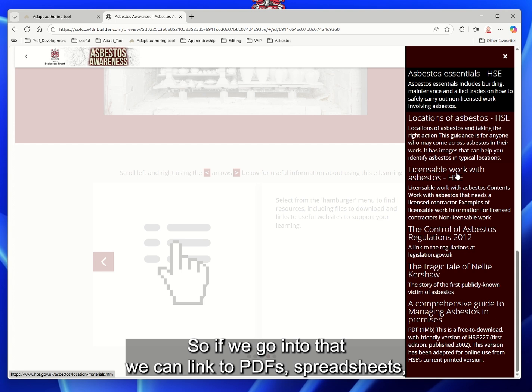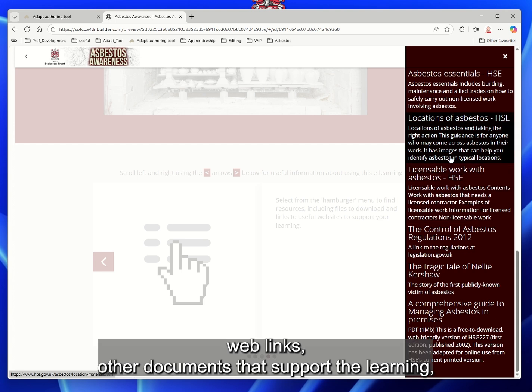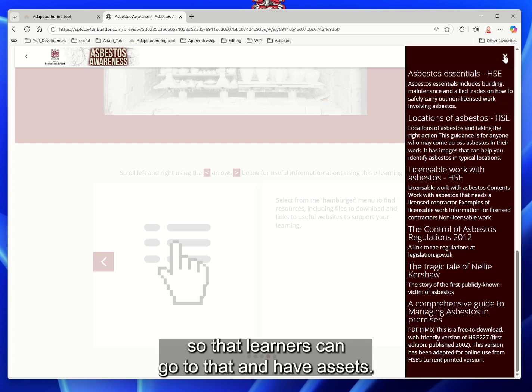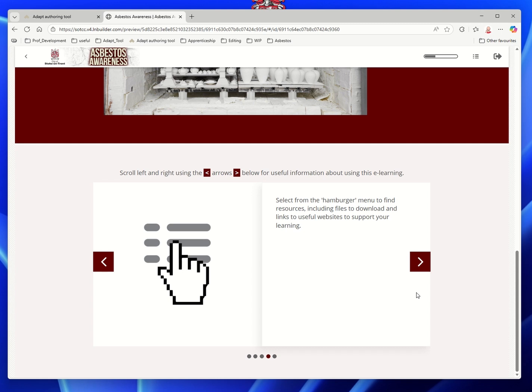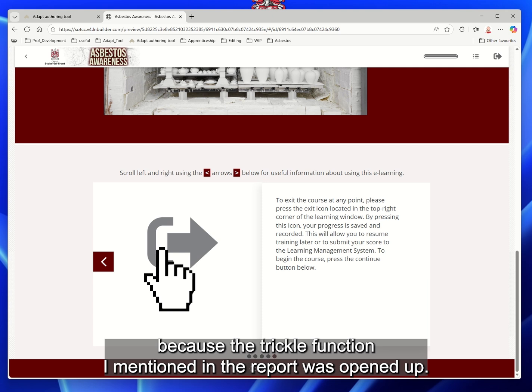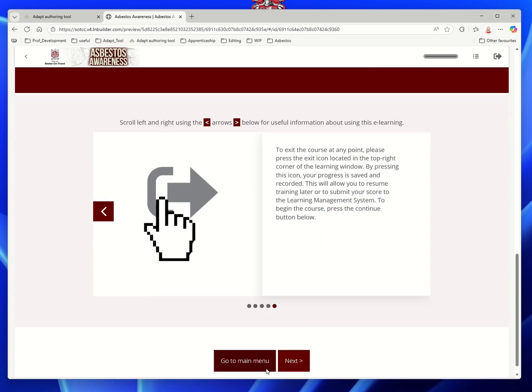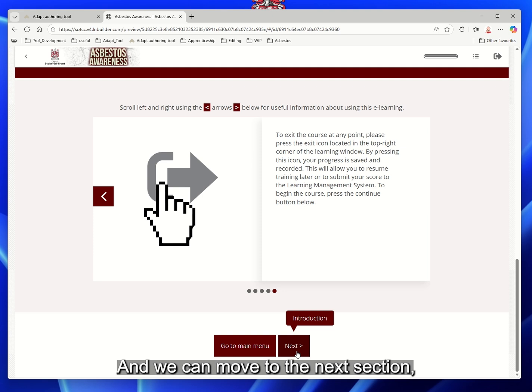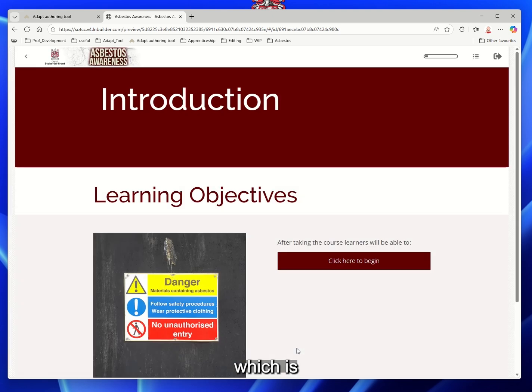So if we go into that, we can link to PDFs, spreadsheets, web links, other documents that support the learning so that learners can go to that and have assets. And as we go to the final pane about exiting, then we can continue because the trickle function that I mentioned in the report has opened up, and we can move to the next section, which is the introduction.